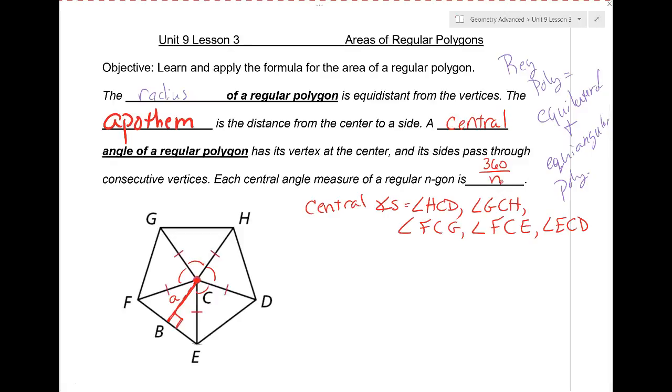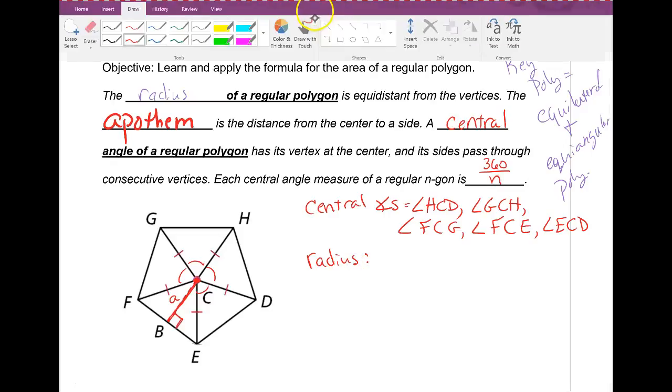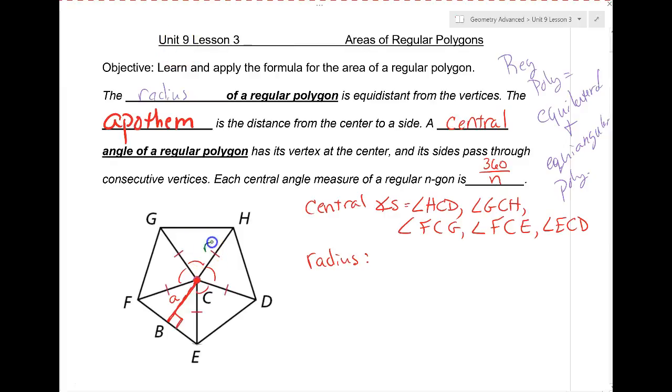Now, looking at this diagram, we should be able to find some other things too. For instance, what would be considered a radius in this diagram? Let's do those in green here. Is CH a radius? Yeah, so we have segment CH, segment CD, segment CE, segment FC, and segment GC.